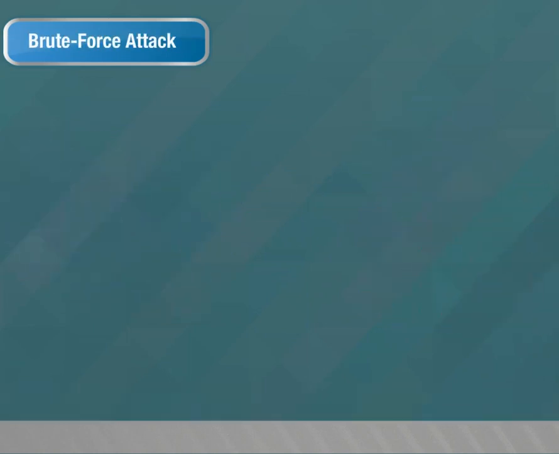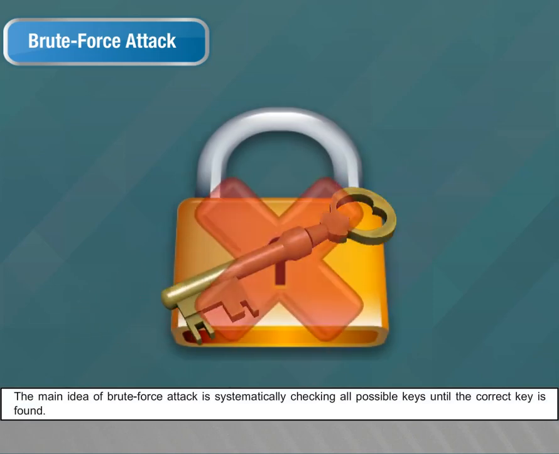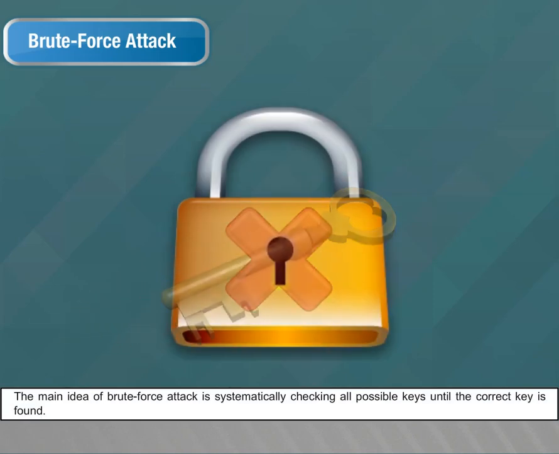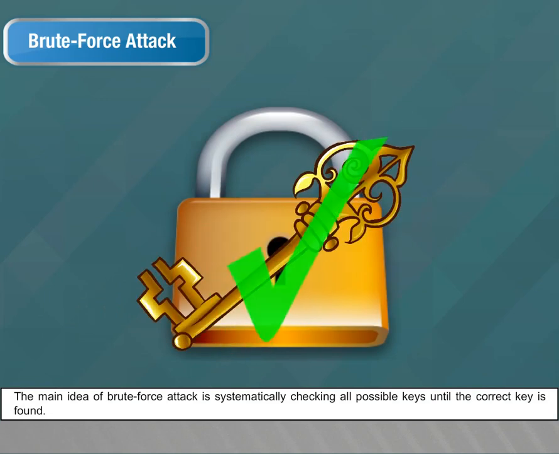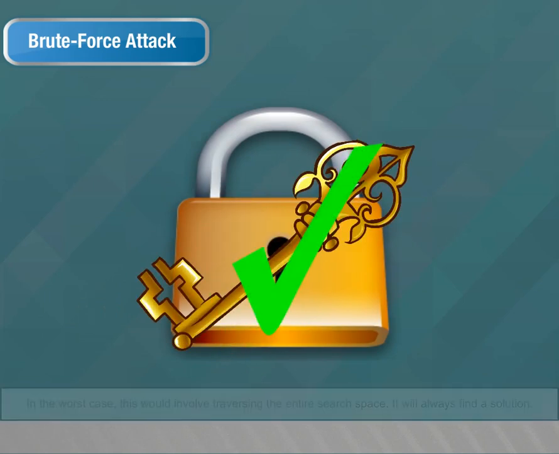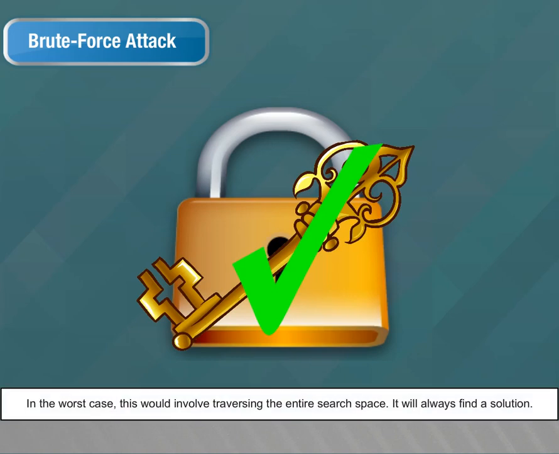Brute force attack. The main idea of a brute force attack is systematically checking all possible keys until the correct key is found. In the worst case, this would involve traversing the entire search space. It will always find a solution.